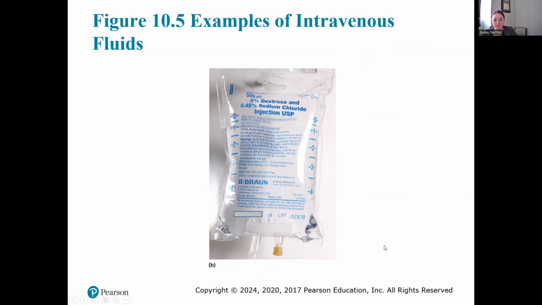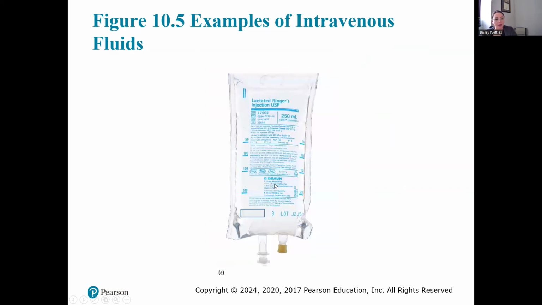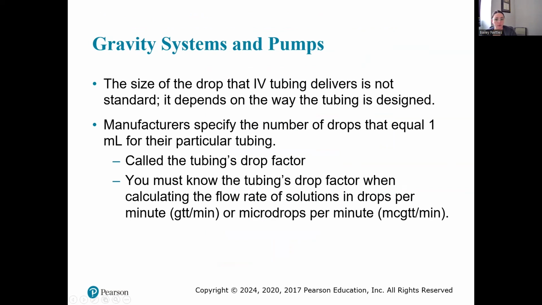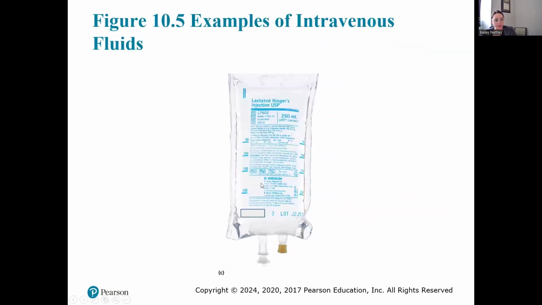Otherwise, that's what it's for. Okay, and this is a bag of LR. It's 250. We've got our numbers, we've got our lot, our expiration. We've also got a brand on this. I don't know if you can see it, the Braun.